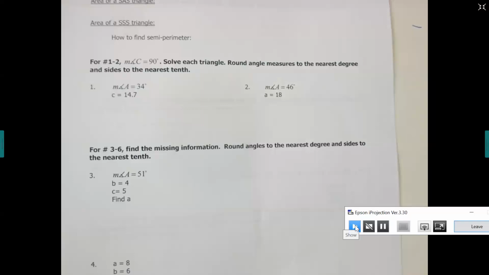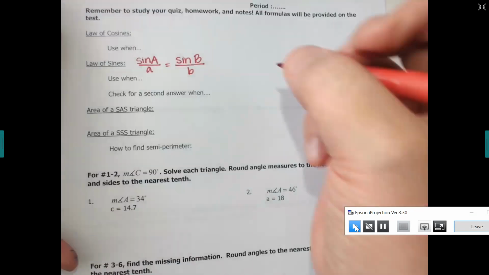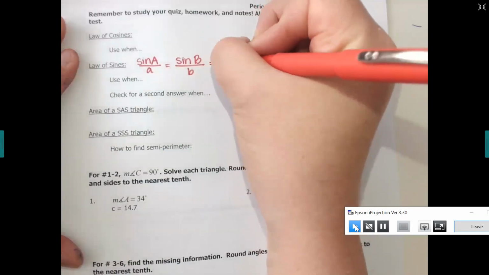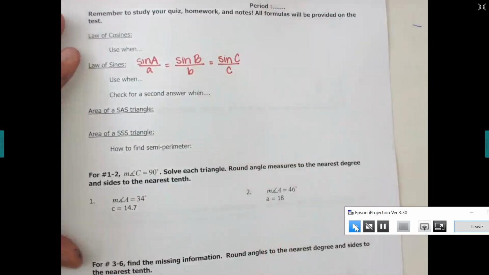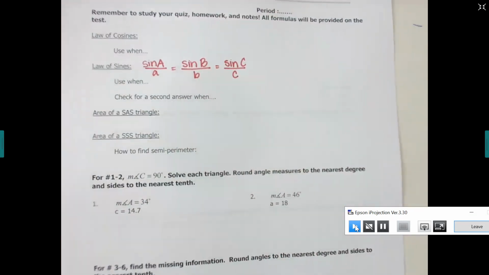Okay. So if you will, please, we're going to do law of sines first because I think that one's easier. So right here, let's put sine A over A, sine B over B, and then sine C over C. Make sure that your top row, all of those should be capital letters, and your bottom fractions should all be lowercase letters.